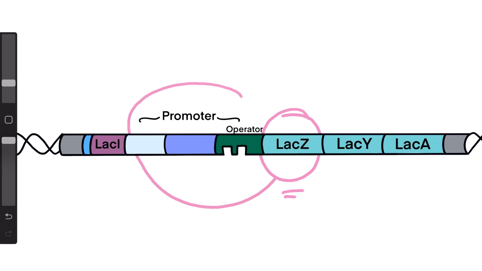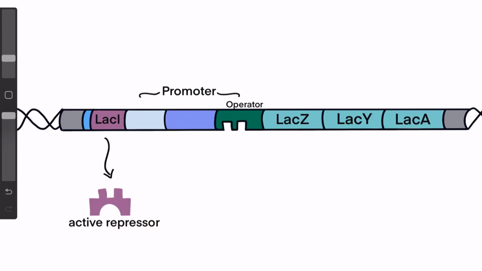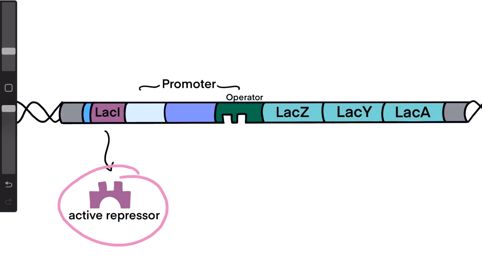Just like the trp operon, the lac operon has its promoter and operator. Also, similar to the trp operon, it has its regulatory gene upstream, called LAC-I. LAC-I codes for a repressor protein. Do you remember the repressor of the trp operon? It was inactive, right? Meaning it didn't have any affinity to the operator. While here, this repressor is active.